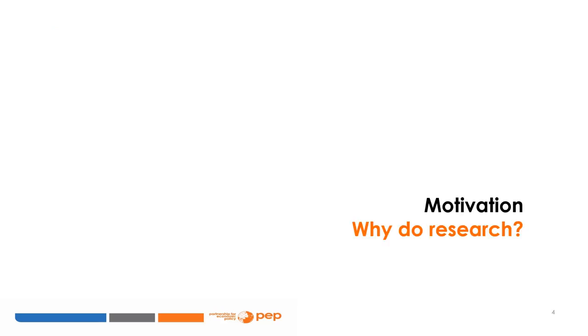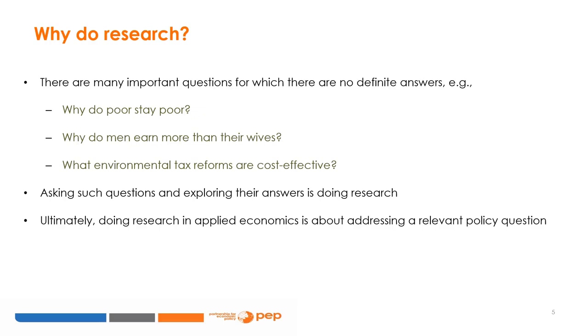Let's start by looking at the primary motivation. In other words, why we do research. The primary purpose of doing research in the field of development is to address a policy question. We are sure you will agree that many interesting policy questions are out there still begging for satisfactory answers, such as, how do we end poverty? How can we achieve gender equality? How can we best take care of the environment while promoting economic prosperity? Asking such questions and exploring their answers is doing research.